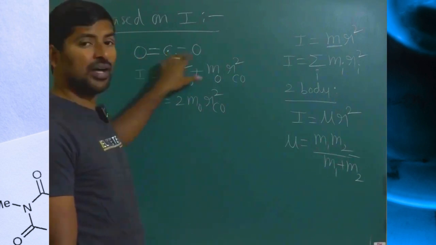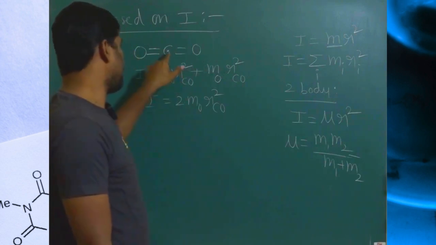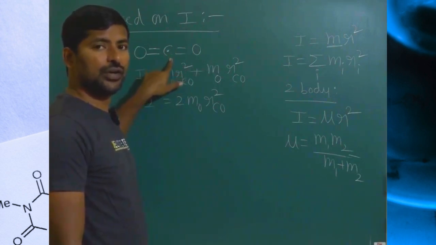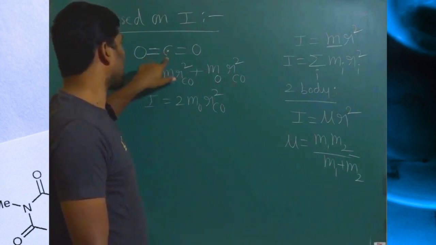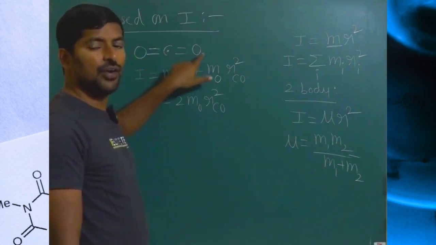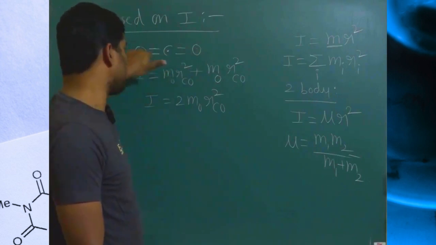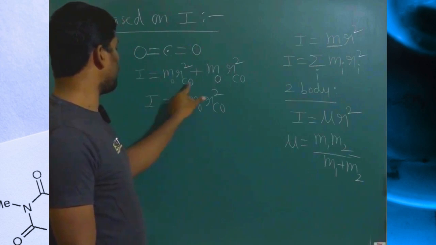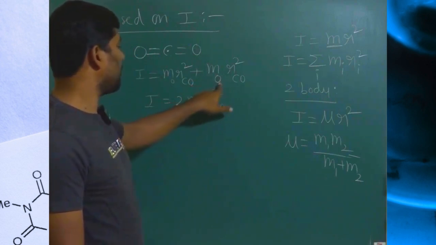So at carbon, masses are balanced. So at carbon we have the center of gravity. During rotation, the center of gravity cannot change. So carbon is considered as stationary. Only the oxygen atoms' positions change during rotation. Therefore, for this bond we will get m r squared.